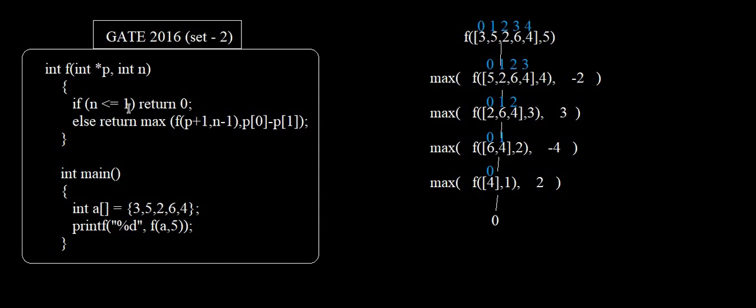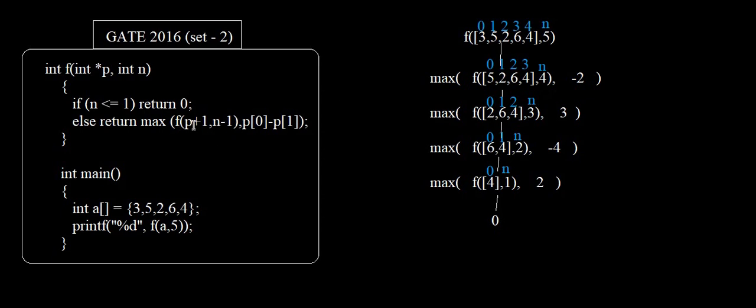If n is less than or equal to 1: now n's value is 5. Let's say n is 5, and 5 is less than or equal to 1? False, so we will not return 0, and the else condition will be executed. Maximum of f of array, where we have the n value as 4, because n minus 1 is also there in this function.